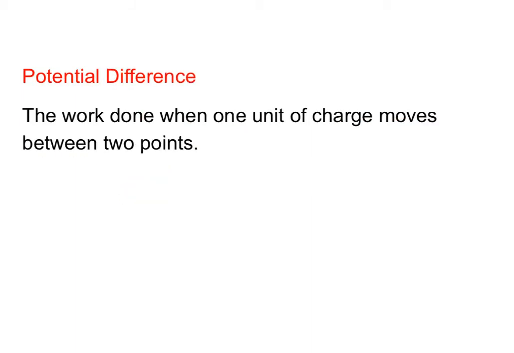Next, we have potential difference. Potential difference is going to be the work that is done when one unit of charge moves between 2 points. So if our charge is moving from point A to point B, we can find the potential difference between those points by figuring out how much work is required to move our charge from A to B. And we are going to be introducing a new unit for potential difference, and that is going to be the volt, which we represent using a capital V.